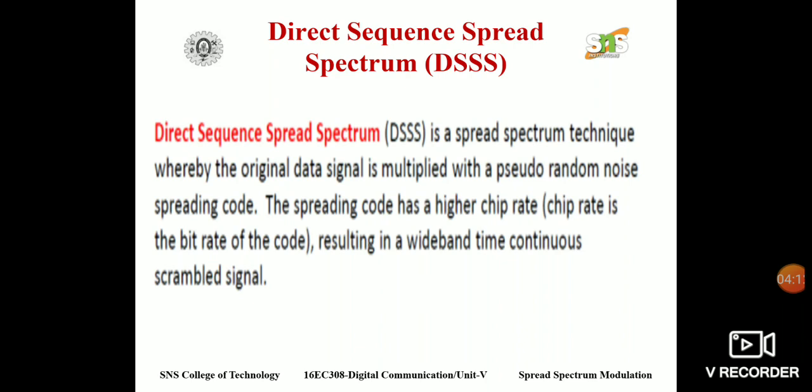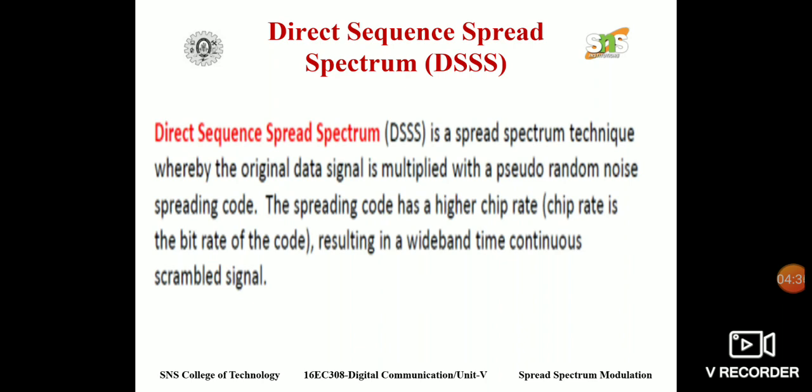Direct sequence spread spectrum is a spread spectrum technique whereby the original data signal, the input signal, is multiplied with a pseudo noise generator. That pseudo noise generator generates the spreading codes. The spreading codes have a higher chip rate. Chip rate is the bit rate of the code, resulting in a wideband continuous scrambled signal.